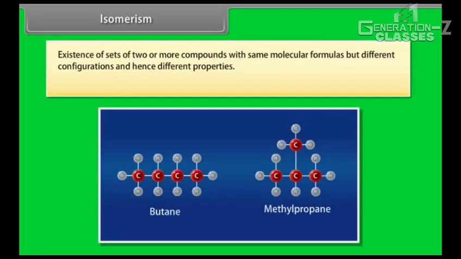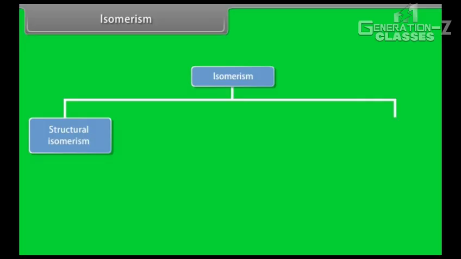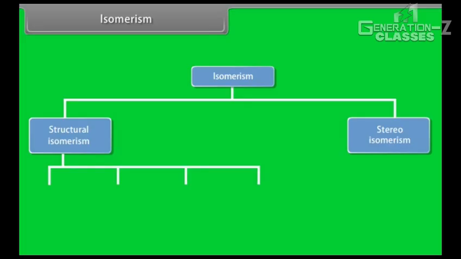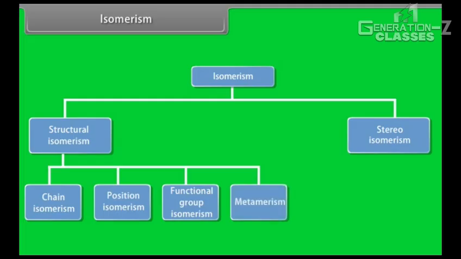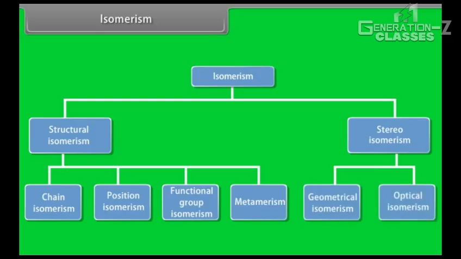Isomerism. Existence of sets of two or more compounds with same molecular formulas but different configurations and hence different properties. The compounds are called isomers. Different types of isomerisms are: isomerism can be grouped into structural and stereoisomerism. Structural isomerism can be subdivided into chain isomerism, position isomerism, functional isomerism, meta-isomerism. Stereoisomerism is further categorized into geometrical and optical isomerism.